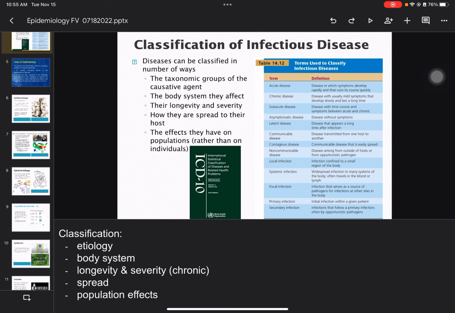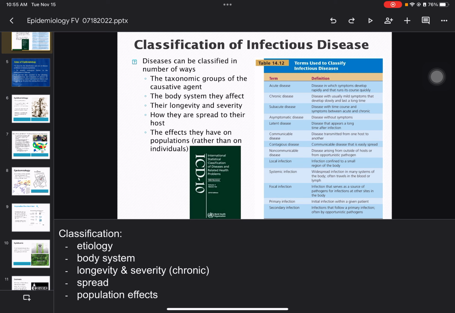Again, TB is chronic, COVID is acute, but it can cause long COVID. And if you think of HIV/AIDS, it's chronic, but people can live a long time with it, as long as you have the resources to keep it at bay.